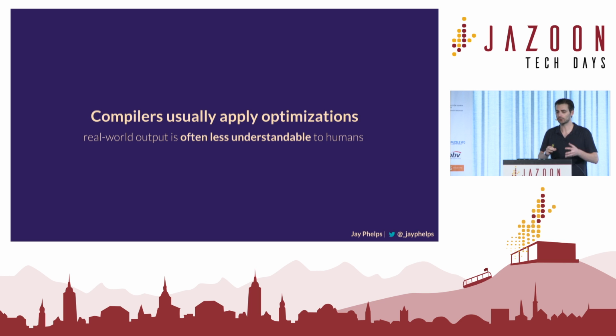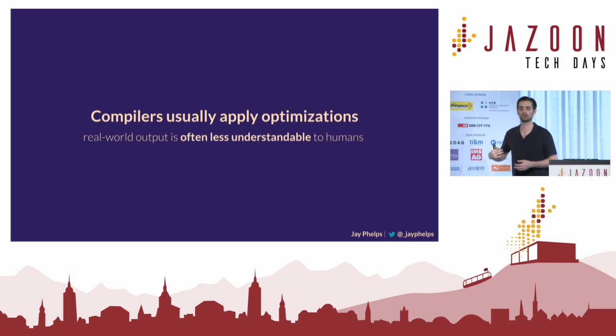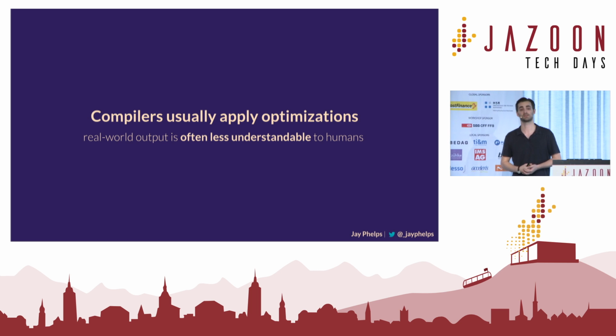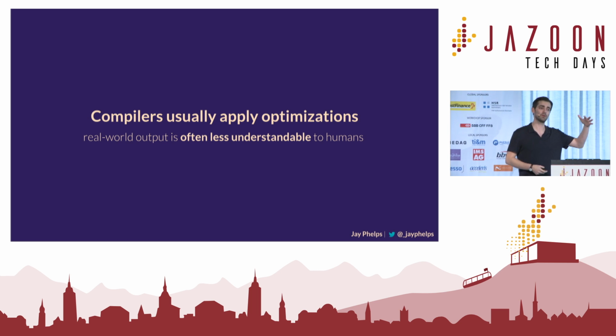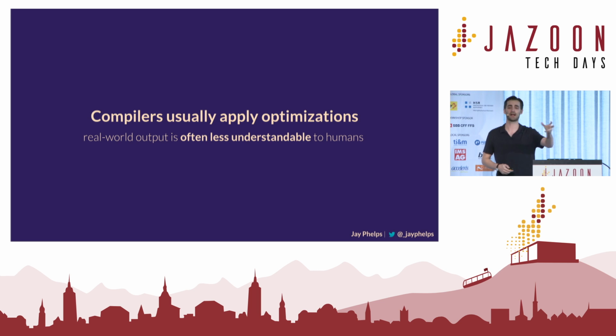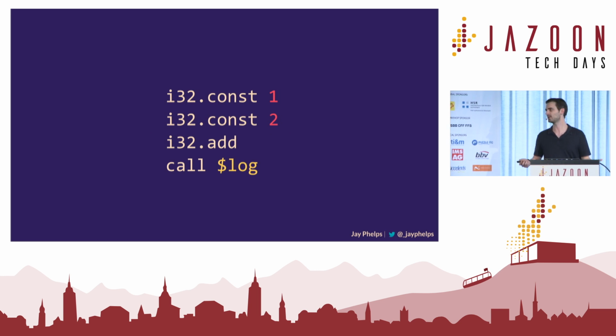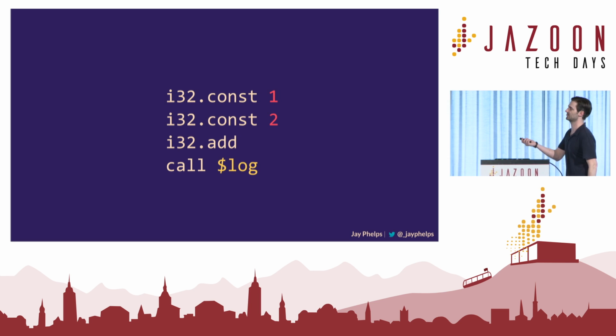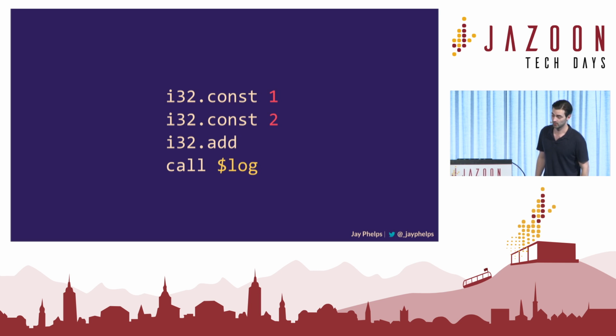It does take a little bit to get used to the actual output, which you'll see here, which is that the compilers usually apply lots of optimizations. So even though you wrote certain code, the actual output may not be what you expect it to be. I'm not going to show some really complicated examples because it's just going to confuse you. But I can show you a really trivial one for this example.